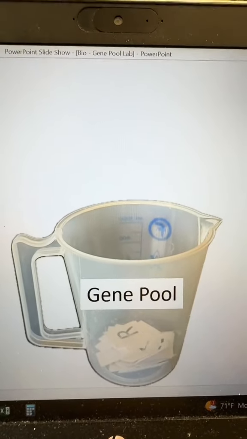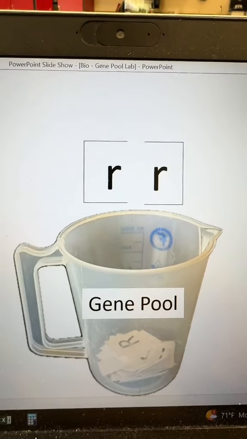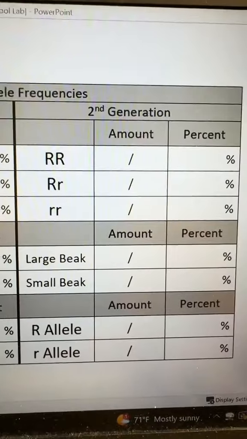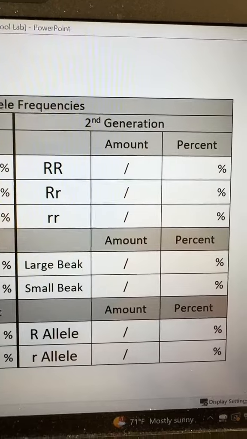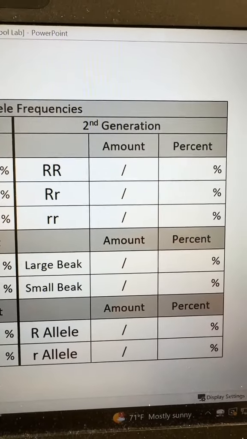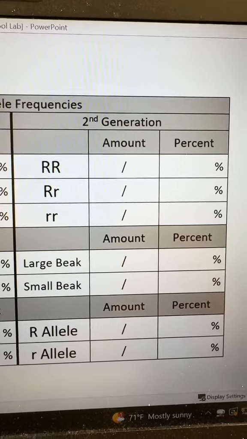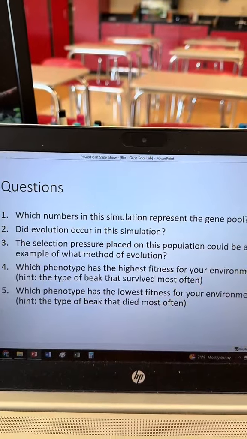They do this several more times, representing the different individuals repopulating. And they do this until they have 16 total individuals. They then count up the amount of each genotype and each phenotype and the allele frequency. And they answer the questions at the end.